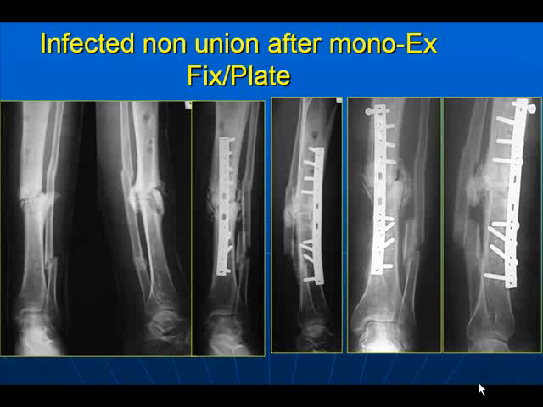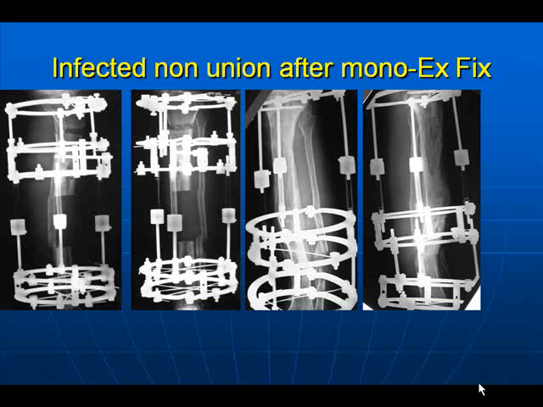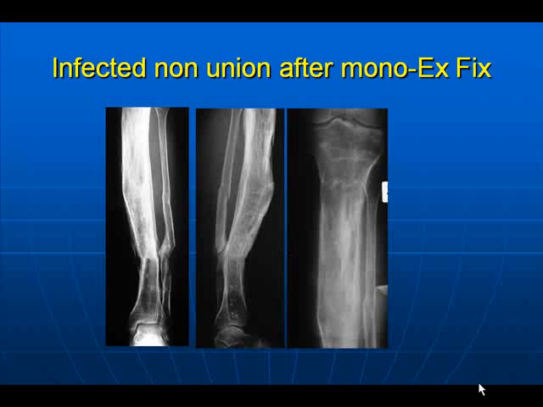Or this case, of infected non-union in open fracture Gustilo 3B, treated with monolateral fixator after a plate and bone graft and a recurrent infection, treated with X-fix with bone resection, proximal corticotomy and lengthening, and bone transport. Final X-ray after 1 year and a half.